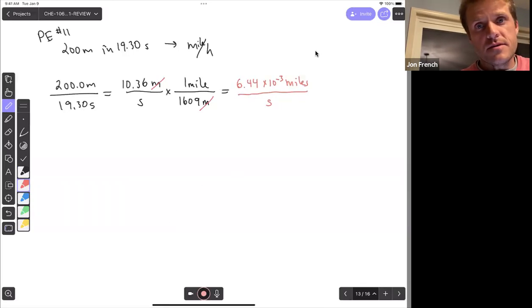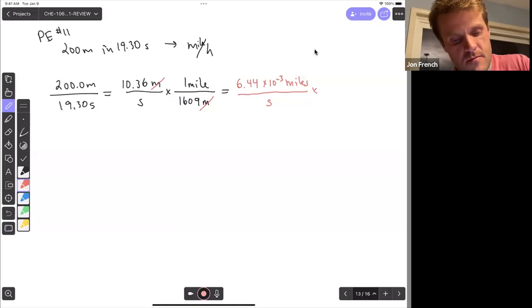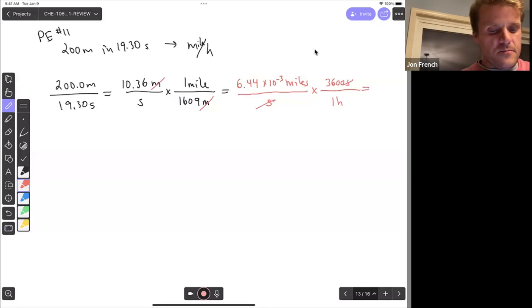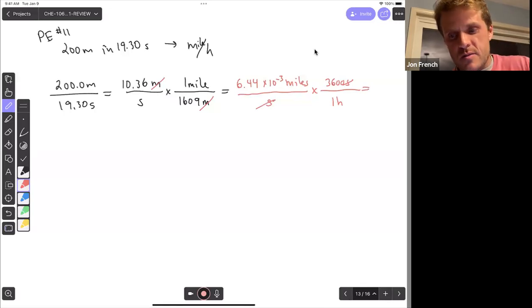From there, we just need to turn seconds into hours. And so we know there are 3,600 seconds in 1 hour. So we multiply, seconds cancel out. Multiply by 3,600. And he was moving approximately 23.2 miles per hour.